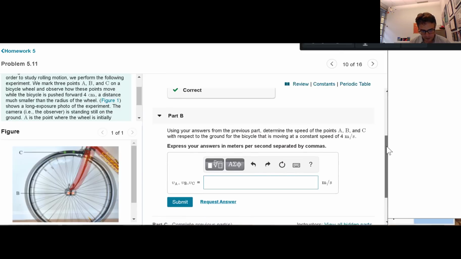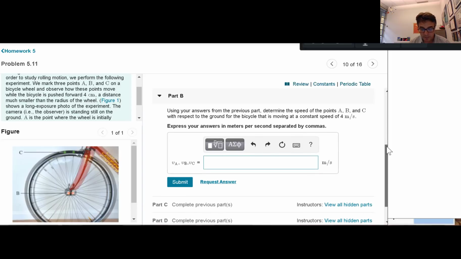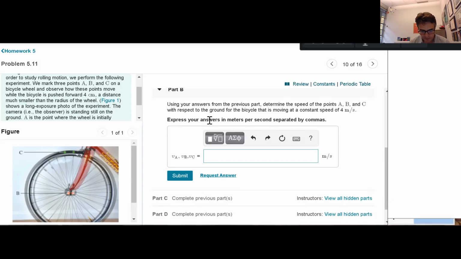Part B, using your answers from the previous part, determine the speed of the points A, B, and C with respect to the ground for the bicycle that is moving at a constant speed of 4 meters per second. So we did this a little bit before, but VA will be 0 because it's stationary, rolling without slipping. VB is the same as the speed of the bike, 4 meters per second, and the top point, point C, is moving at twice the speed of the axle, so 8 meters per second.